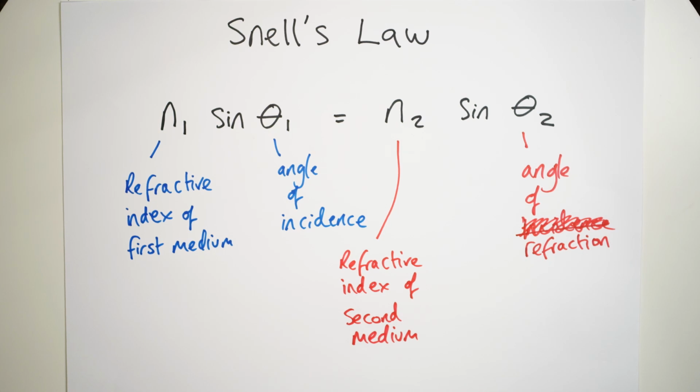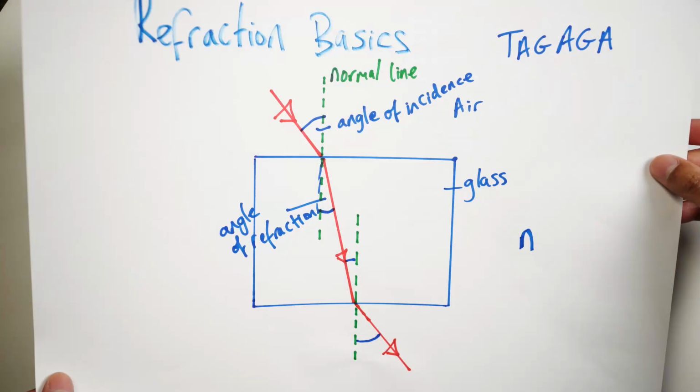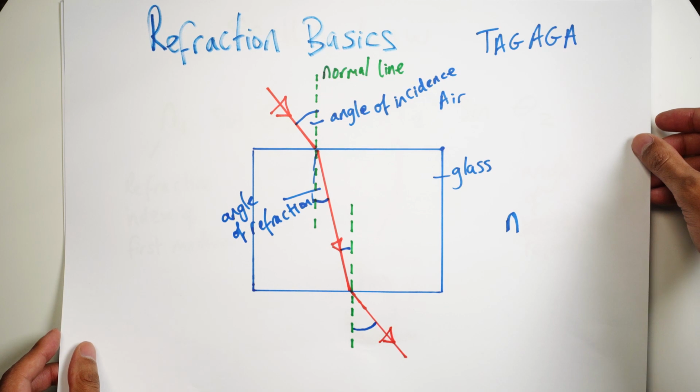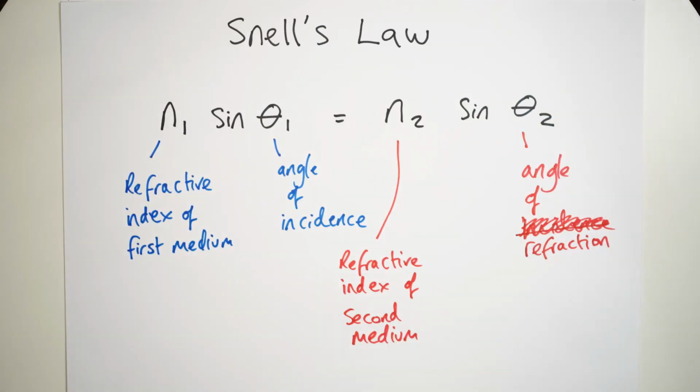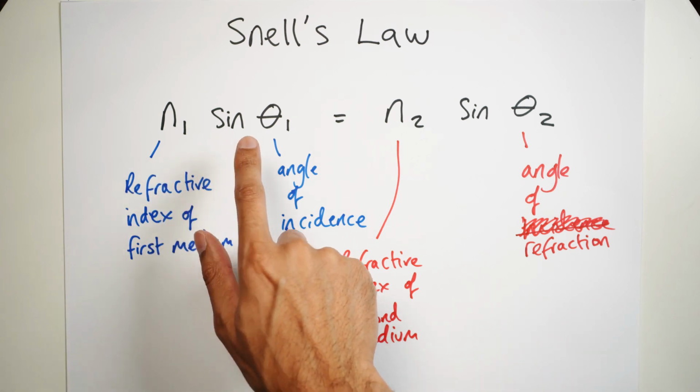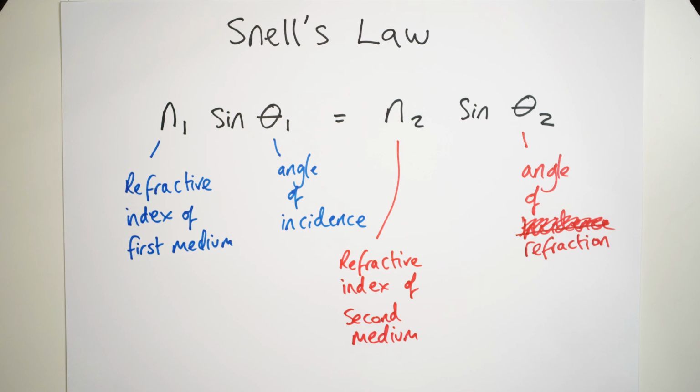Now, if you haven't watched it, make sure you check out the video titled Refraction Basics, because you need to know this in order to do Snell's Law. But let's quickly summarize what Snell's Law is. It's n1 sine theta 1 equals n2 sine theta 2. This is basically the relationship between the incident and the refraction angles of two media.